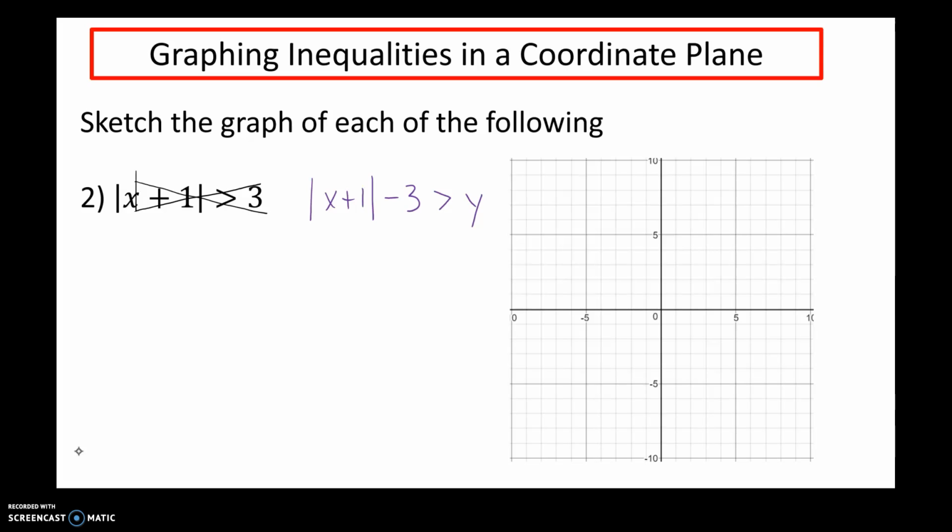Okay, so now graphing absolute value. We know that the parent function for absolute value is our V, with the vertex at the origin (0, 0). So now using our transformations, the vertex has a horizontal shift 1 left and down 3. So I take that point that was at (0, 0), and I go to the left 1 and down 3.